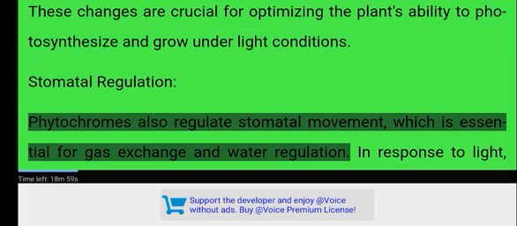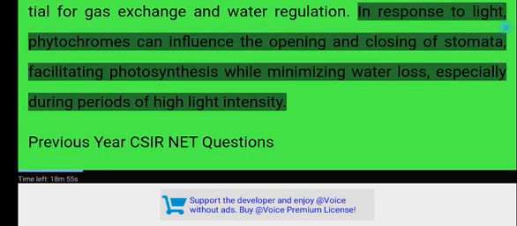Stomatal regulation. Phytochromes also regulate stomatal movement, which is essential for gas exchange and water regulation. In response to light, phytochromes can influence the opening and closing of stomata, facilitating photosynthesis while minimizing water loss, especially during periods of high light intensity.